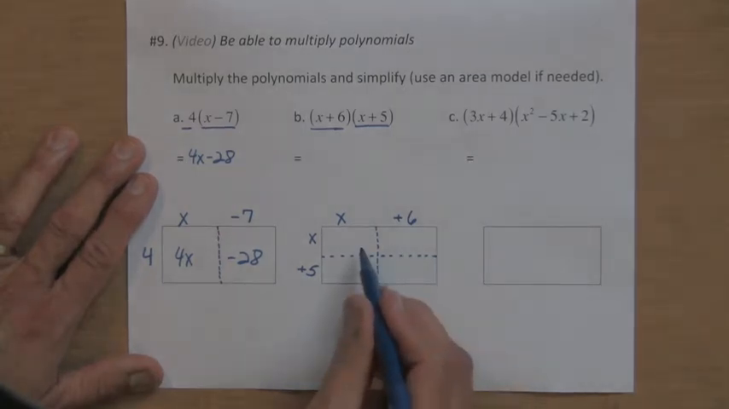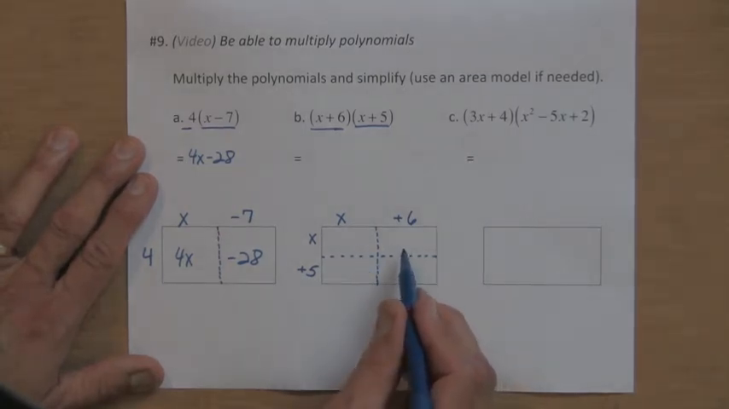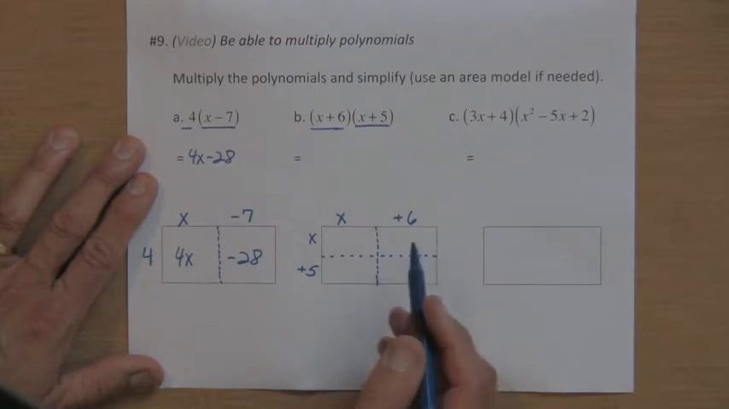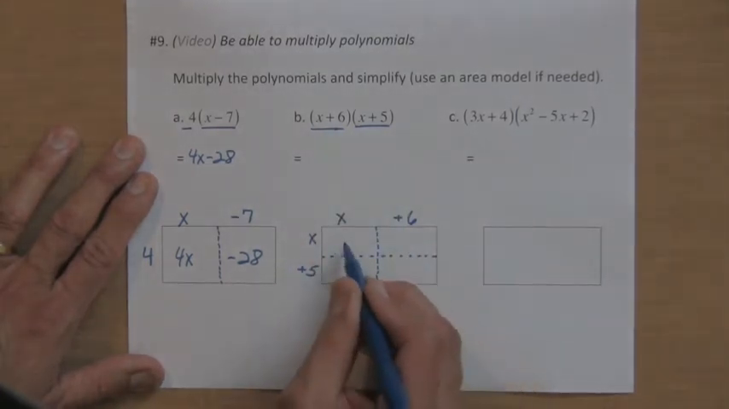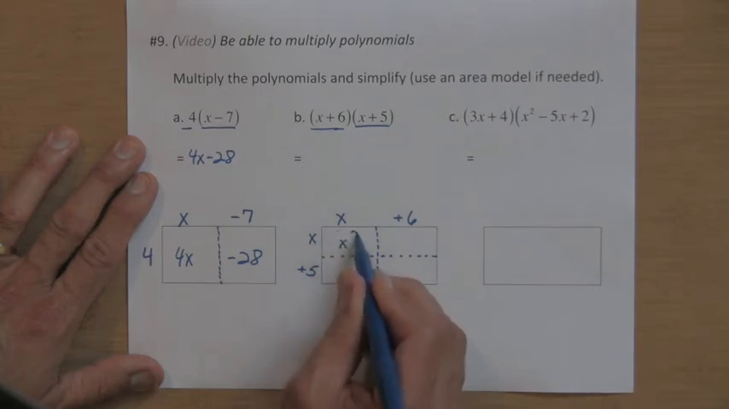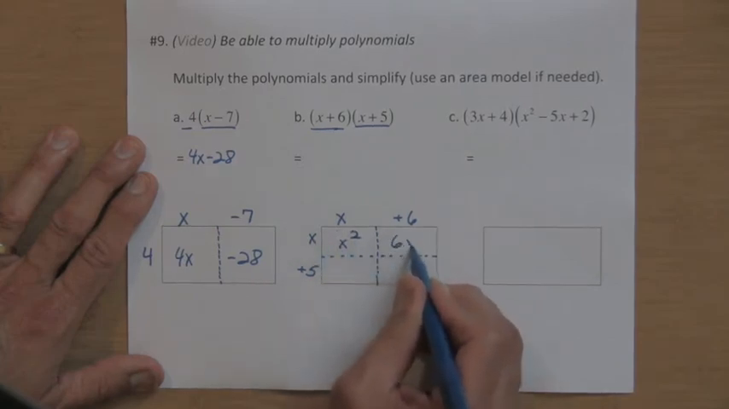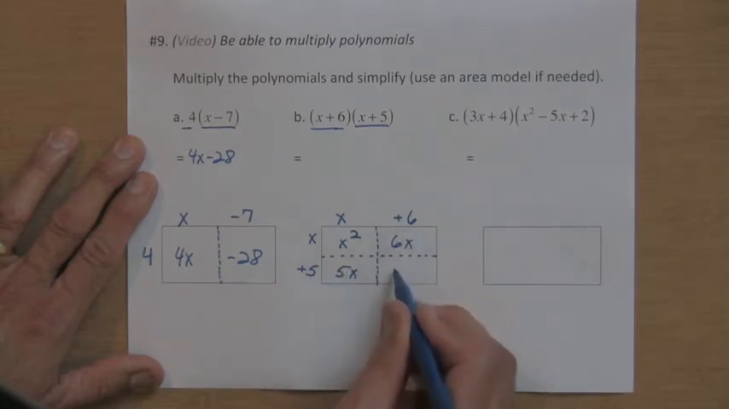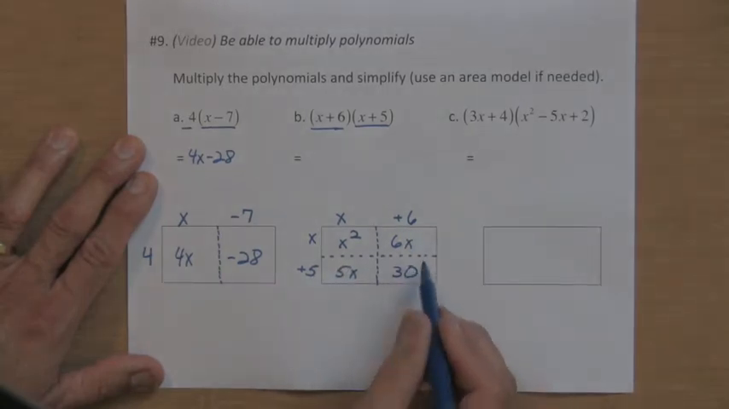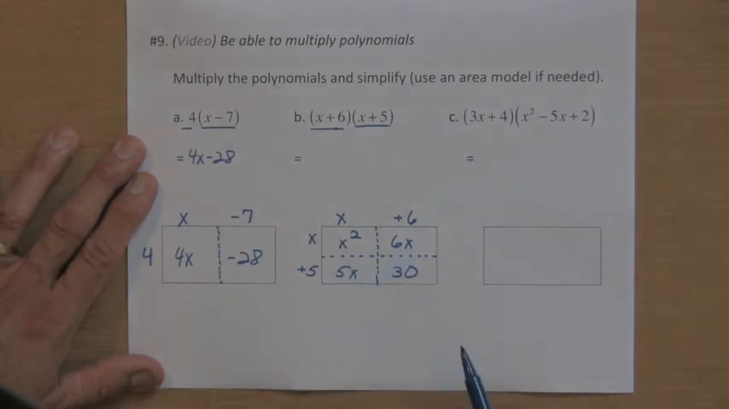So now I have four little cubbies in this rectangle. I want to find the area of the four smaller parts, and that represents the area of the whole thing, which is x plus 6 times x plus 5. So this part, x times x is x squared. This right here, x times 6 is 6x. 5 times x, 5x goes here. And 5 times 6, 30 goes here. So my answer is all four of these terms combined as like terms.